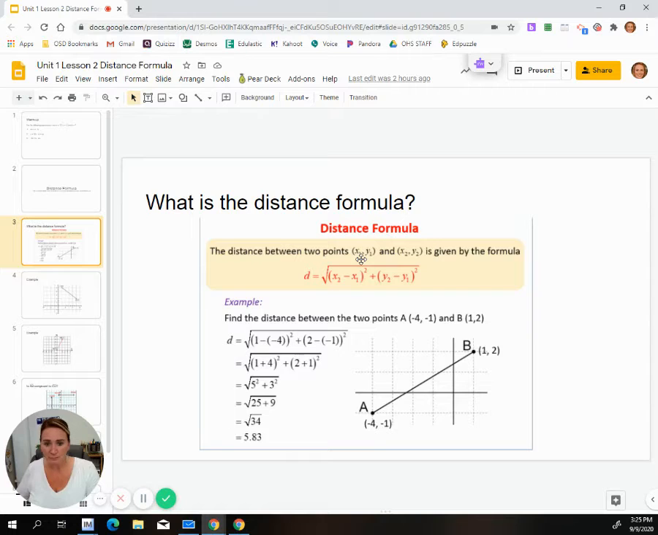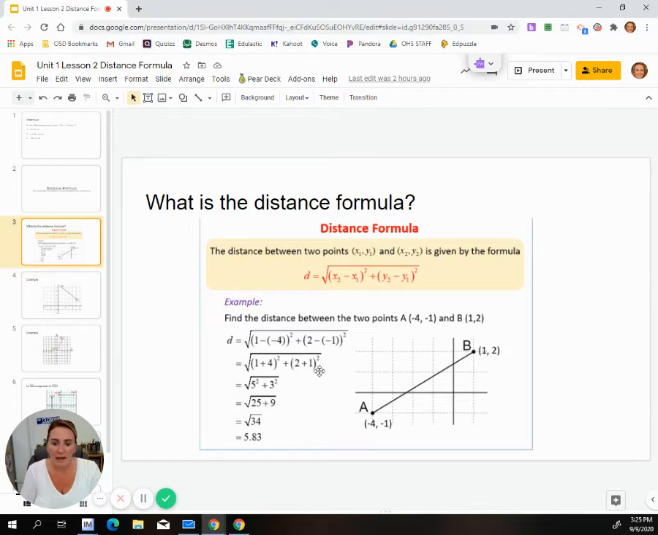Basically, it's saying we have 2 x values and 2 y values, so 2 points, an A and a B point on the same coordinate plane. Just like with midpoint, we do have a first point and a second point. It doesn't really matter which one is x1 and y1 or x2 and y2 as long as they stay the same the whole time. So this example is written here for you, x1, y1, x2, y2, and we're plugging it in. So we take 1 minus -4, 2 minus -1, and we plug it into our formula.